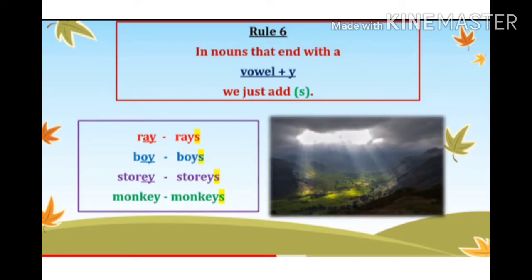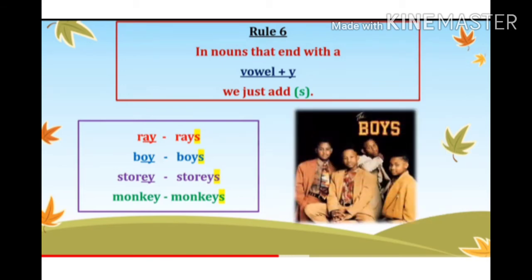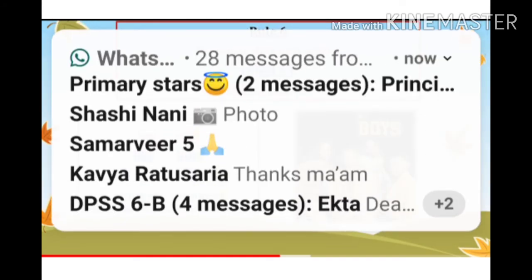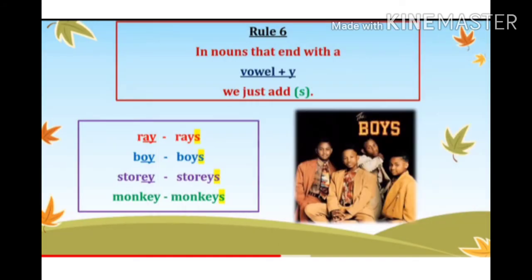Moving on to the next one. Boy. Boy is again ending with a y. And just before y, we have o. That is a vowel. So, boy will become boys. The next one here is story.